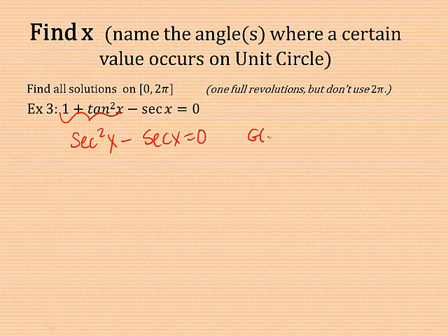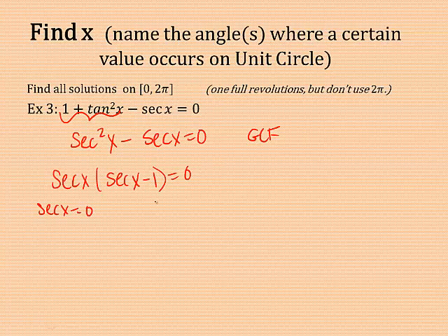Now this is just a greatest common factor deal. They both have a secant, so I'm going to factor out a secant. And what I have left is secant x minus 1 equals 0. Now I set each of the two factors equal to 0. So secant x equals 0.